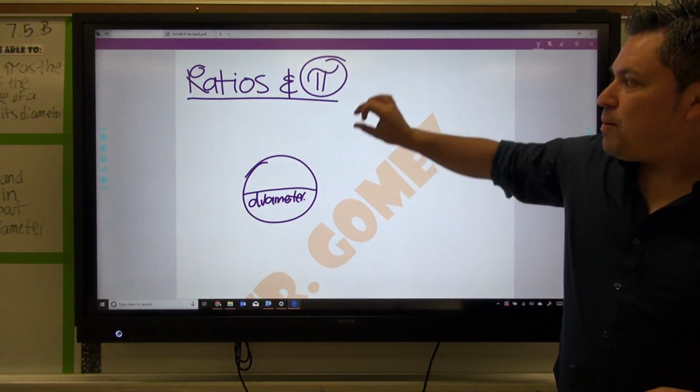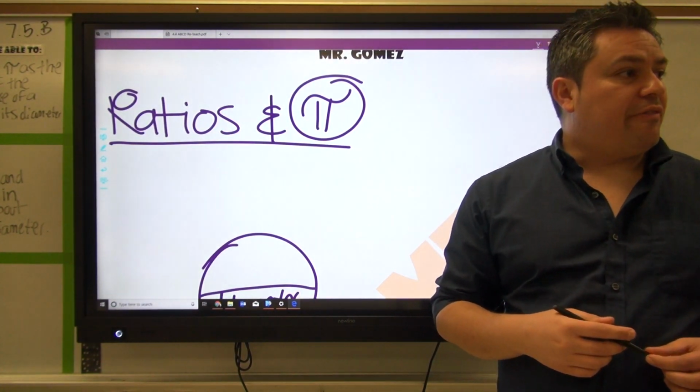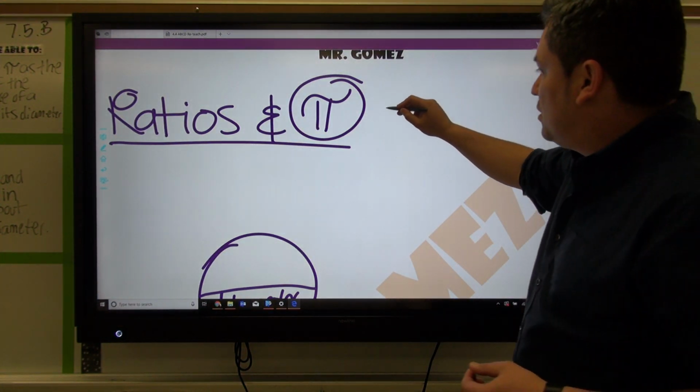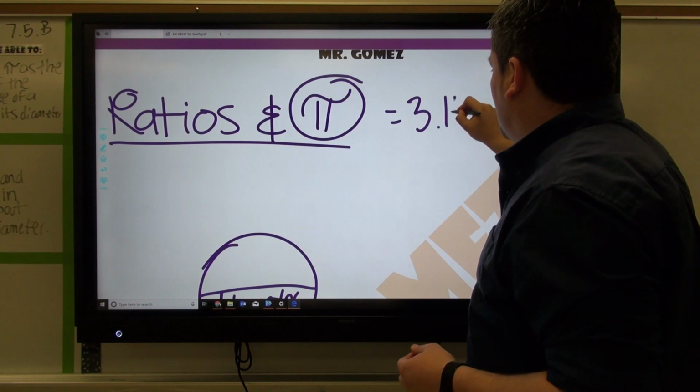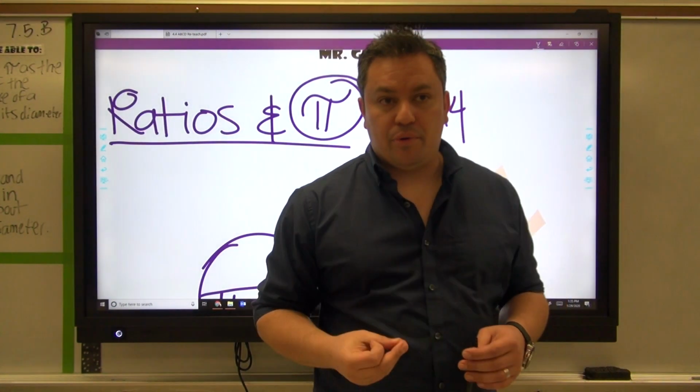That symbol is pi. And pi has a value. Okay? And the value of pi that we're going to be using is just going to be 3.14.